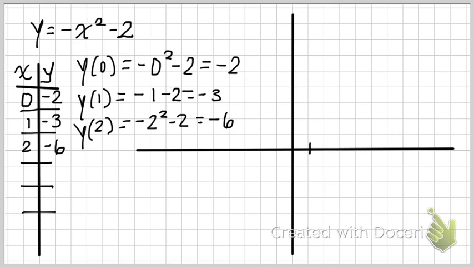Now let me give myself my x and y scale here of 1 unit for each lattice point. And then I'm going to graph these points that I have in the table at 0, -2, at 1, -3, and at 2, -6.